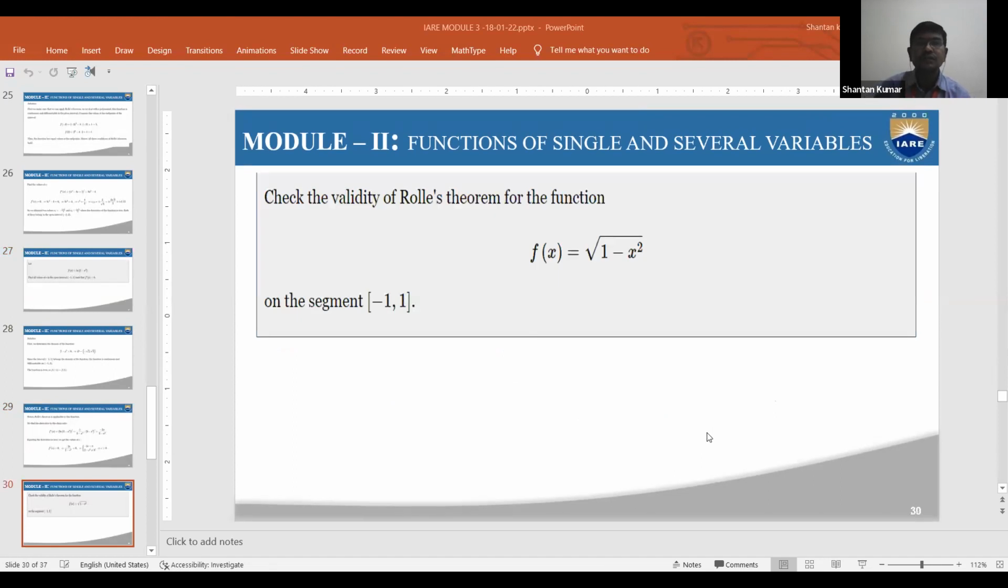Yeah, this one. Check the validity of the Rolle theorem for the function. It is asking us to check, not to find the values. On minus 1 to 1, the function is continuous and differentiable, right? For Rolle's theorem, it is not required to find any value of c. Just check the validity of Rolle's theorem for the function. Try to understand the given problem: the problem is only to identify whether it is continuous, differentiable, and f of a is equal to f of b. Three conditions are satisfied, right?